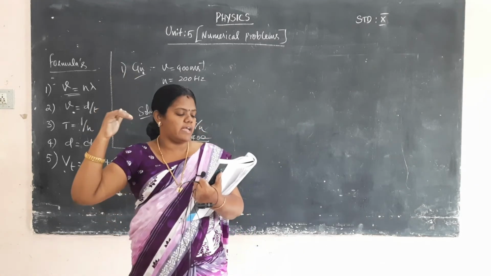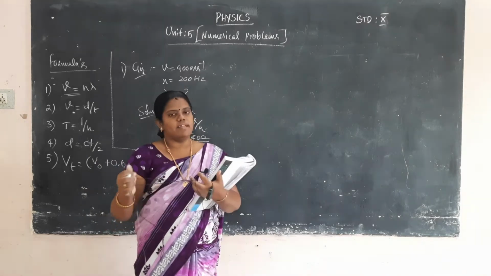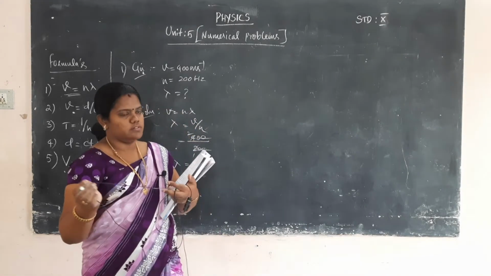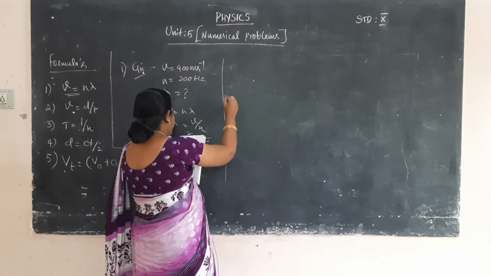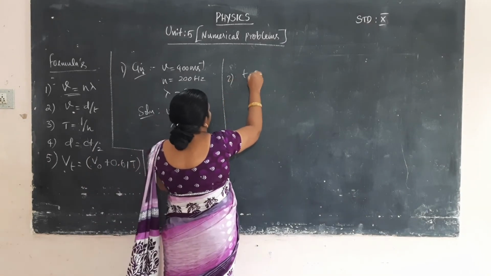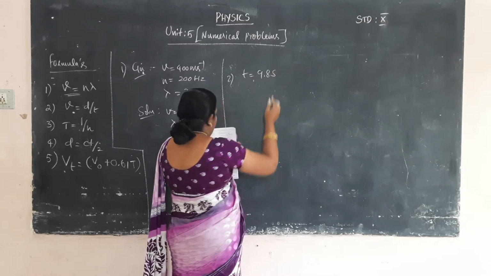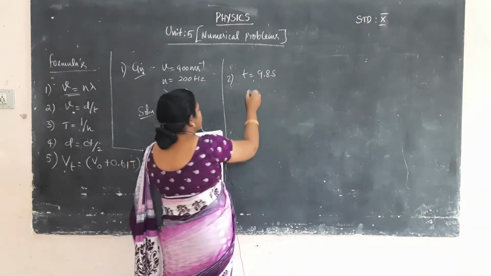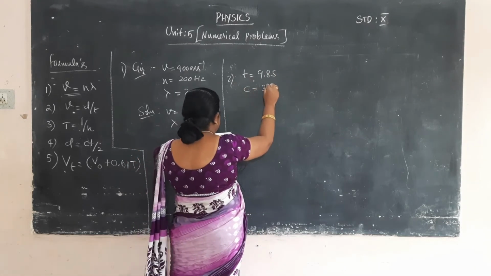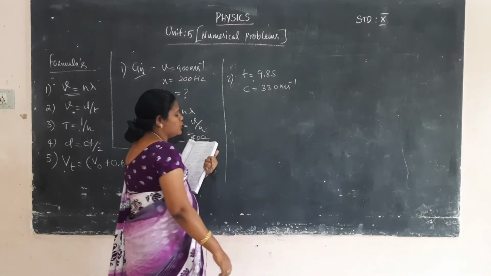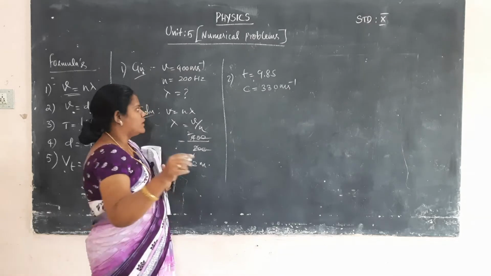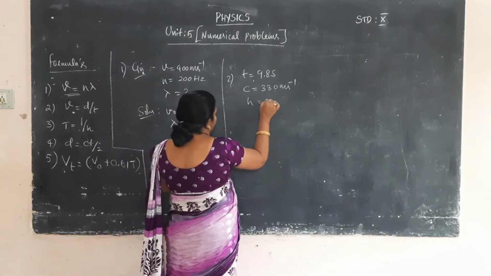We have to calculate the height of the cloud. So we want to calculate the distance of the cloud from the ground. Okay, so first, what are the given values? Second problem: time t is equal to 9.8 seconds, and the velocity of sound c is equal to 330 meter per second. We want to calculate the height of the cloud from the ground. So the h value we want to calculate.